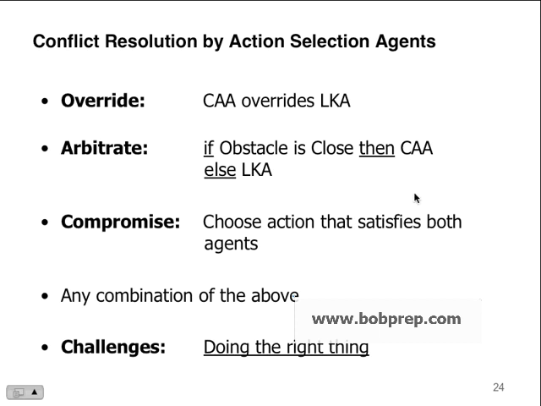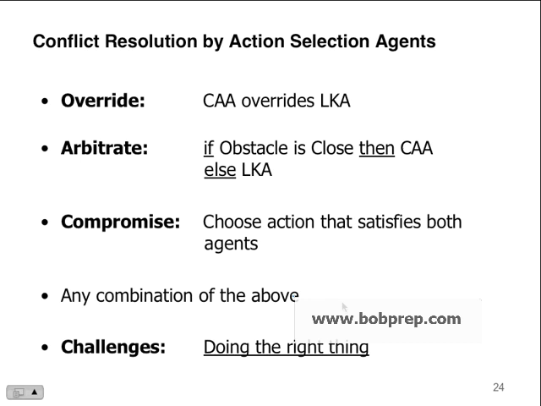So if it's close, then avoid it. If not, then change the lane. Don't worry about the lane keeping. And then a compromise, choosing an action that satisfies both the agents, and then any combination of the above. And then we have challenges, and the challenge is going to be, in this particular case, doing the right thing.